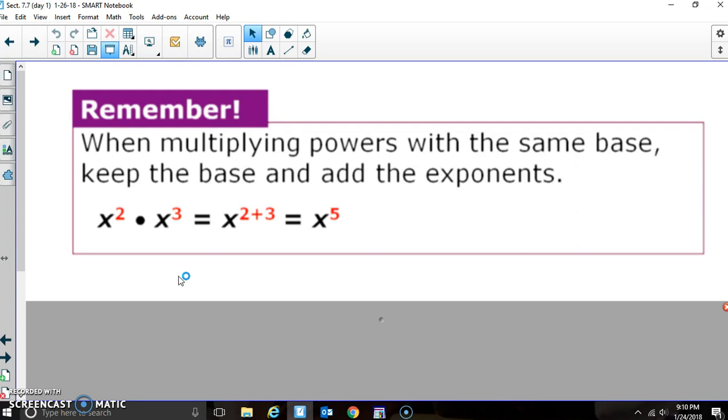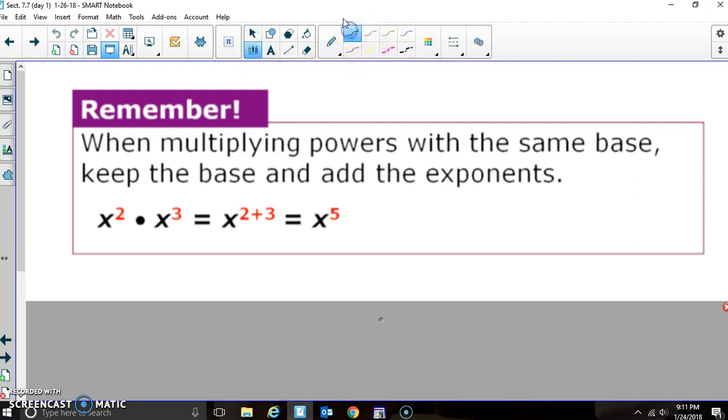Okay, as the first thing says there, when multiplying polynomial powers with the same base, keep the base and add the exponents. That is the same as we've done before in section 7.3 with multiplying. So x squared times x cubed equals x to the fifth.